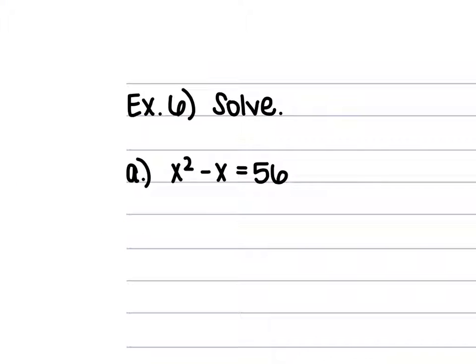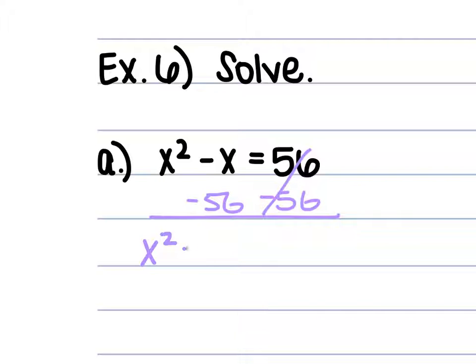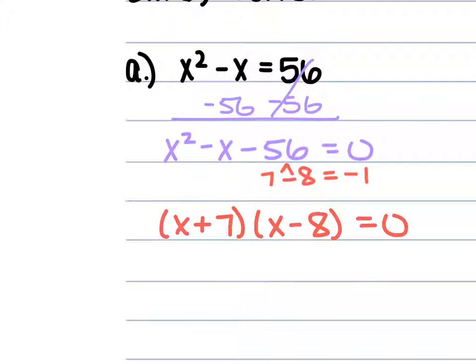For example 6a, we have x squared minus x is equal to 56. We're going to move the 56 over by subtracting it from both sides. We have x squared minus x minus 56 is equal to 0. The factors of negative 56 that add up to be a 1 or negative 1 are 7 and 8. That 8 would have to be negative in order to give us a negative 1. So this is going to be x plus 7 times x minus 8 is equal to 0. We form that into x plus 7 is equal to 0 and x minus 8 is equal to 0.